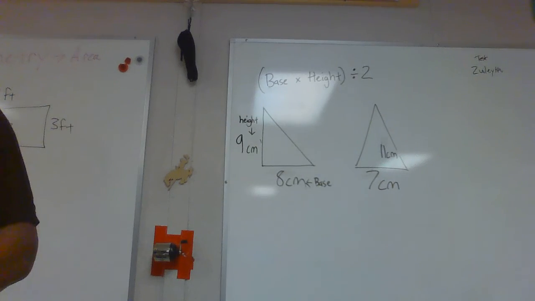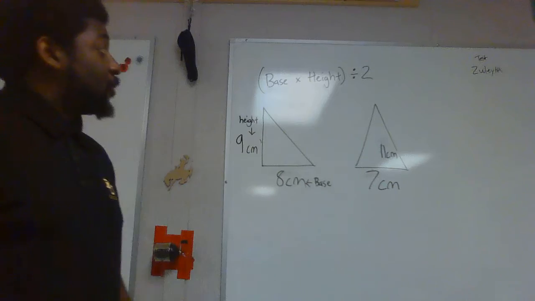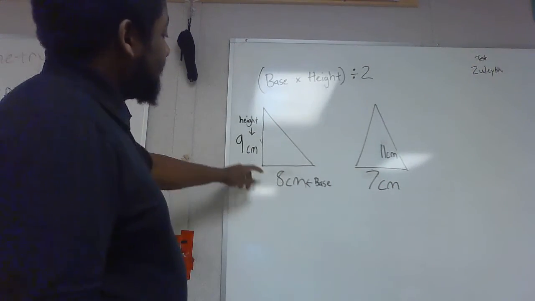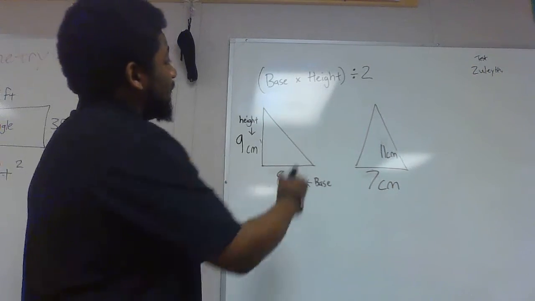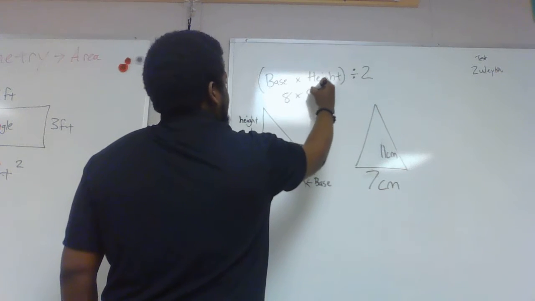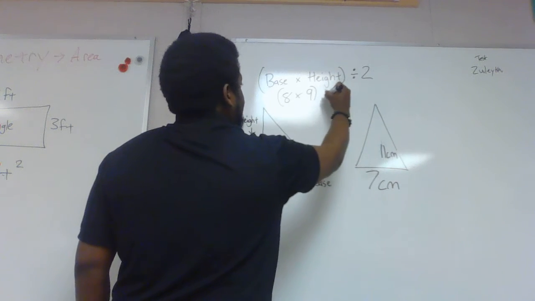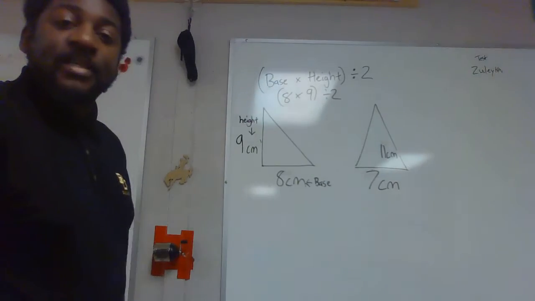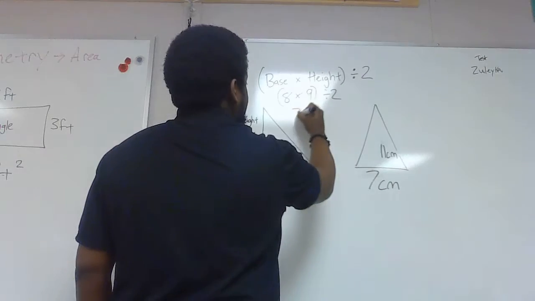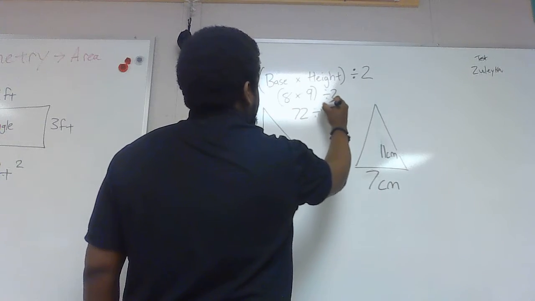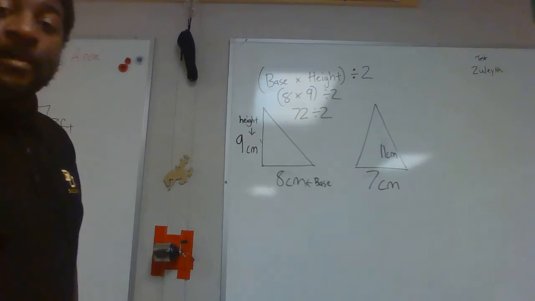So now that I know the base and the height, I can go ahead and start working my math problem. Base is 8, height is 9. 8 times 9 divided by 2 means I should have 8 times 9 is 72 divided by 2.